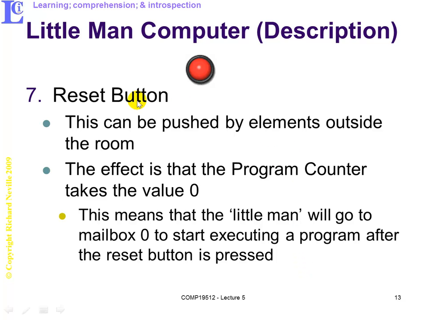Now, to start the whole process off, there's an external button which is only pressable by an external entity that resets the whole process. It sets the program counter to 0 and points at mailbox address 0. So we would start executing from this address after the reset button has been pressed.